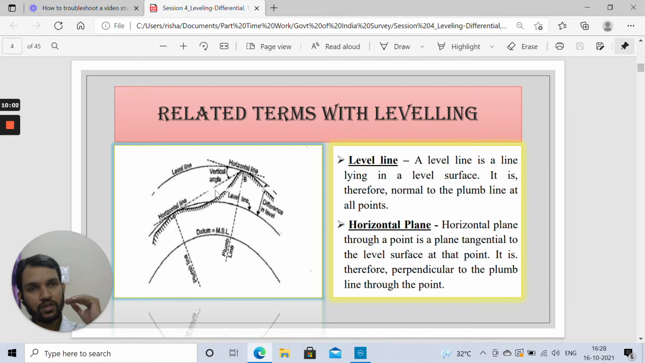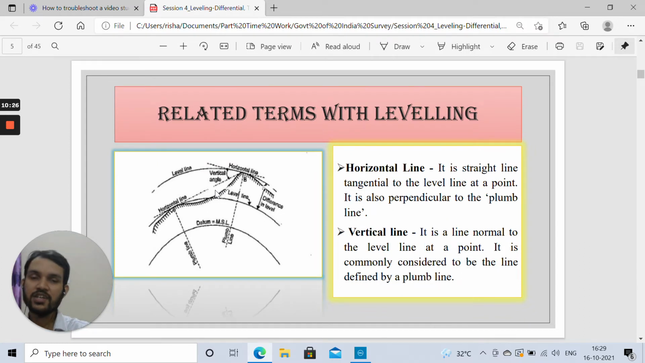Okay, so that particular point from where we are considering the level surface or level line, that horizontal surface or horizontal plane which we are talking about should be tangential to that particular surface point. Okay, and it is also perpendicular to the plumb line, because as the level line is perpendicular, in the same way, just it is tangential. Okay, it is not running along the earth surface, but it is exactly tangential in the form of a straight line. Then comes horizontal line.